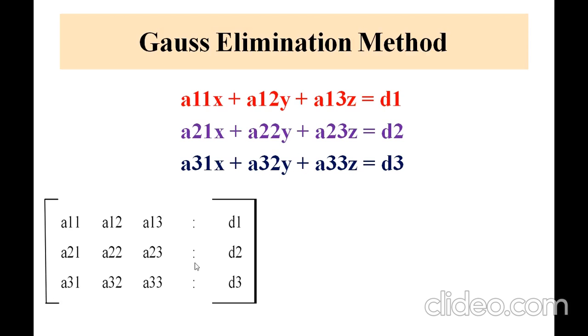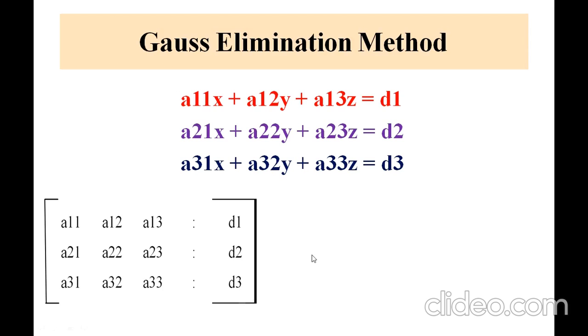In this case, we can say a11 is the first element of the matrix, a12 the second, a13 the third. In this way, we have a total of 9 elements in the A matrix. This is the A matrix and this is the D matrix. In the D matrix, we have D1, D2 and D3.